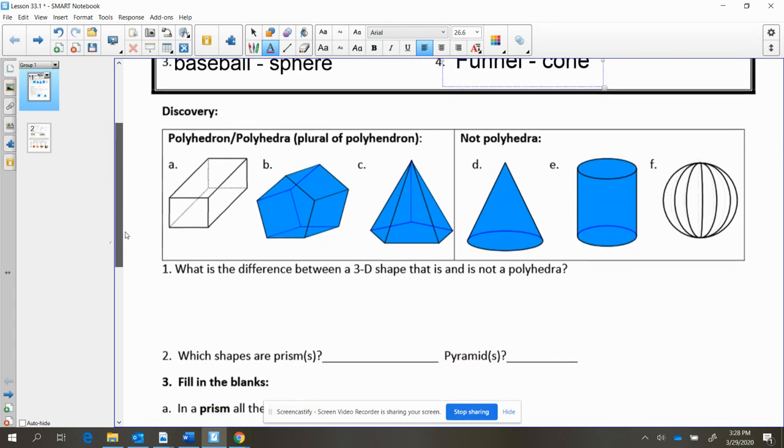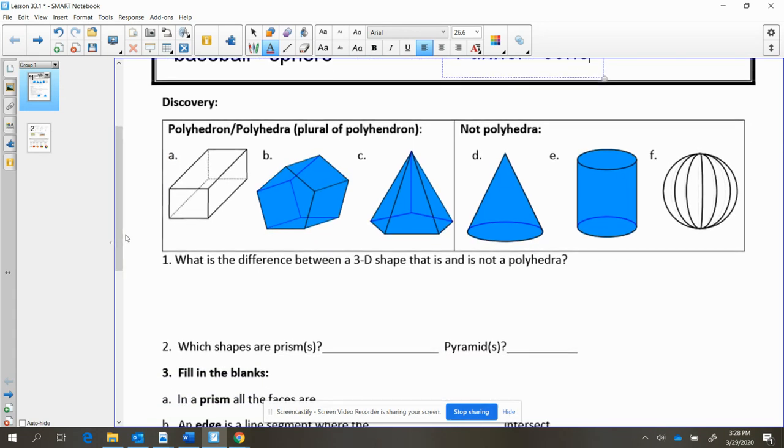Now, as you look down below here, what you're going to see is a little bit of discovery. We have three examples here of things that are considered polyhedron or polyhedra, which is the plural of polyhedron, and we have some things that are considered not polyhedra, for examples D, E, and F. So take a moment yourself and again, just write down what you think. What are some differences between the three-dimensional shapes on the left that are polyhedra and the ones on the right, D, E, and F, that are not polyhedra? So what are just some observations that you have about them?